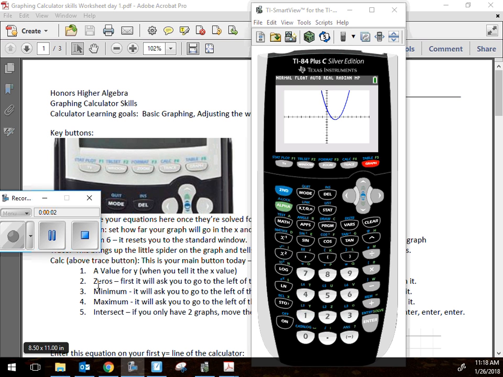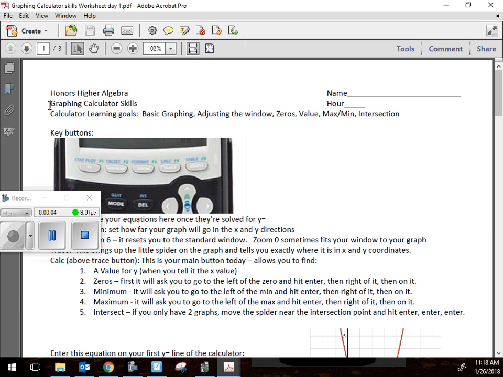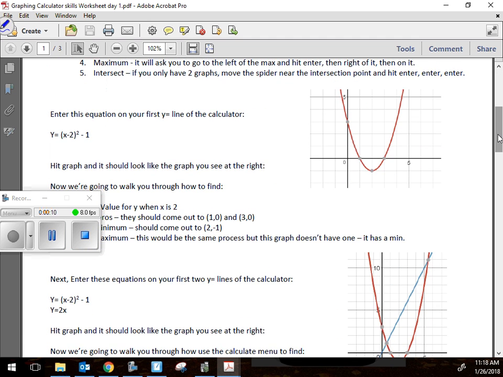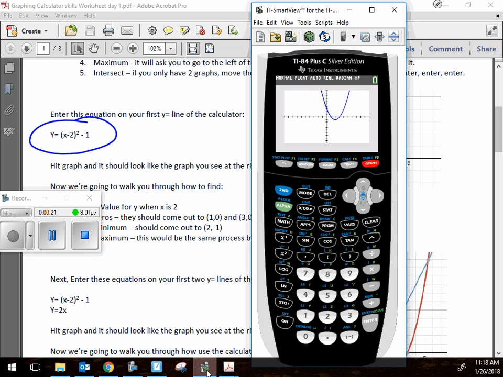Okay, for today we have this worksheet that is called Graphing Calculator Skills. And the first thing I want you to do is to put this equation right here in your calculator and hit graph. Now I already did that before we started this video, so kids are already to that point. And it looks kind of like this.